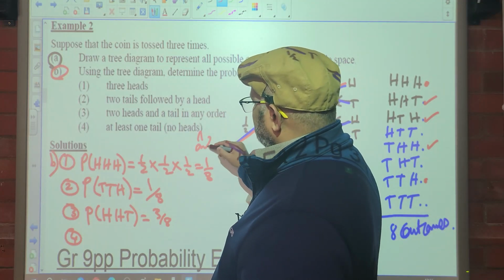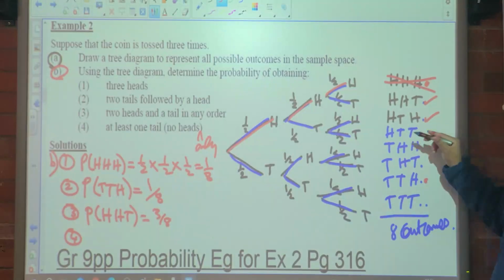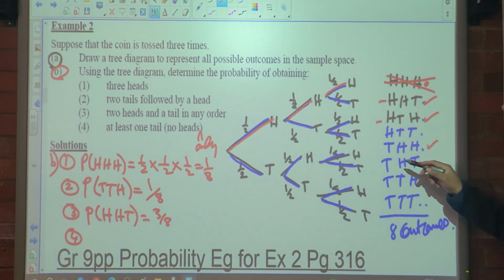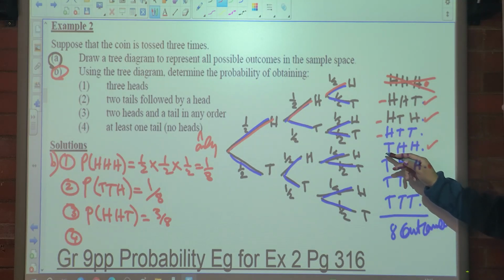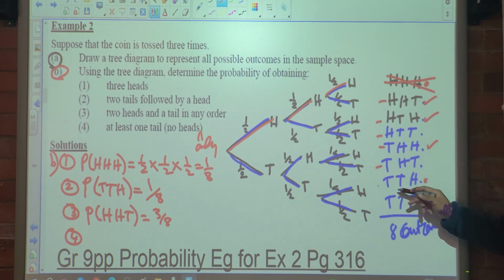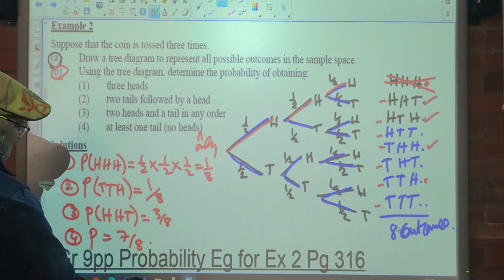No heads only. That means they are omitting this one. Okay. So it says at least 1 tail. So it could be 1, 2. Could it be 2 tails? At least 1. So it can be 2 and 3. It can be 2, yes. So 3, 4, 5, 6. Can you consider this one? Tails only? So the probability will simply be 7 out of 8.